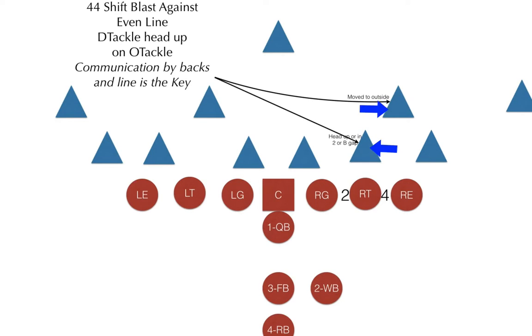If the linebacker has moved outside and if the tackle has moved inside, we're going to shift to the 4 hole. Instead of a 42 blast, it becomes a 44 blast. Everything else remains the same.